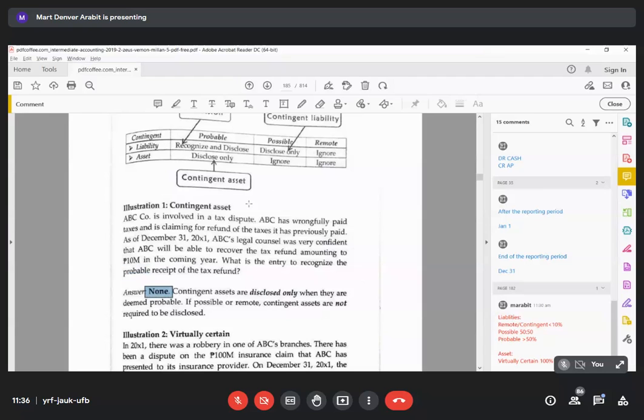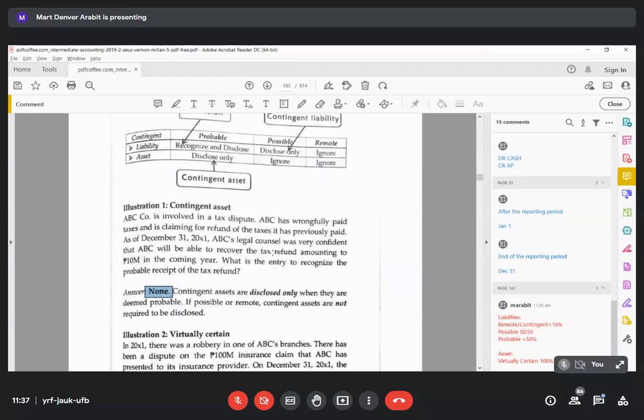However, baguhin natin yung wordings niya. Baguhin natin yung phrase. So ABC's legal counsel was very confident that ABC will be able to recover the tax refund within the year and may approval na from BIR. Already approved by the BIR. Usually, yun yung kailangan mong hanapin na term. Approval from someone na authorized na mag-release or na authorized na mag-agree para to make the transaction happen.